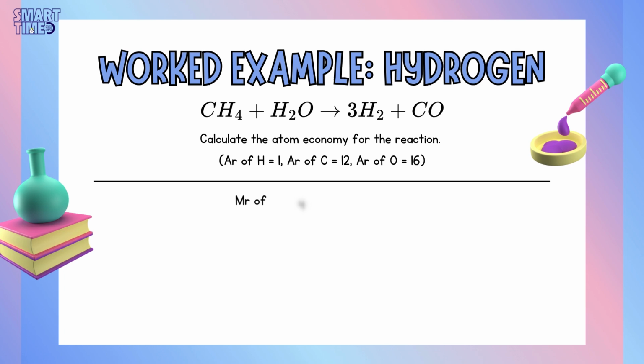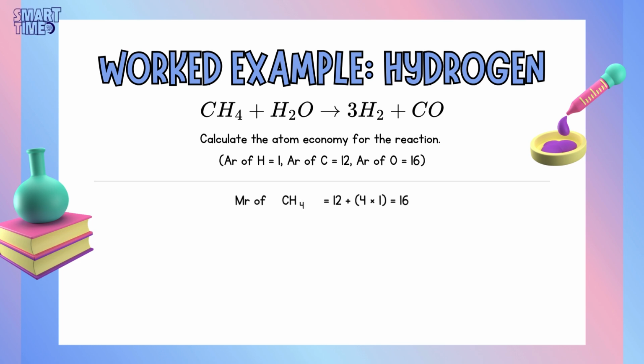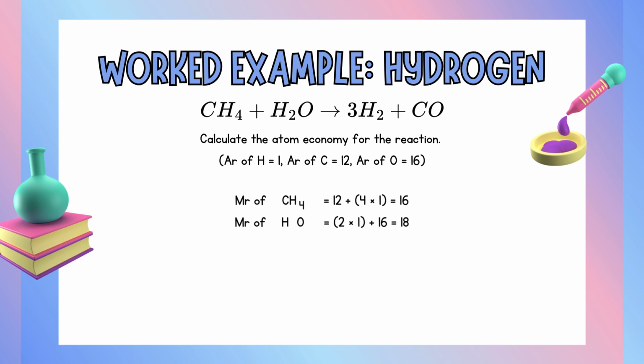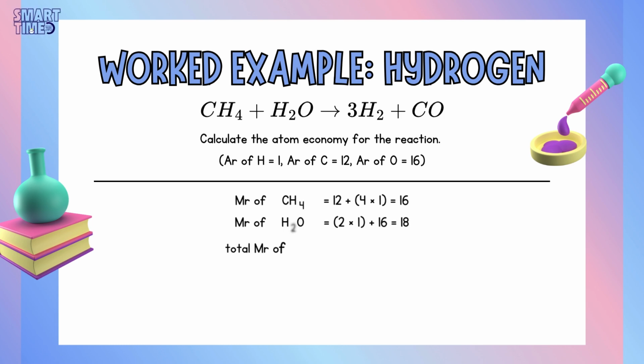Mr of CH4 is equal to 12 plus 4 multiplied by 1, which is 4, equal to 16. Mr of H2O is equal to 2 multiplied by 1, which is 2, plus 16, equal to 18. Total Mr of reactants is equal to 16 plus 18, which equals 34.